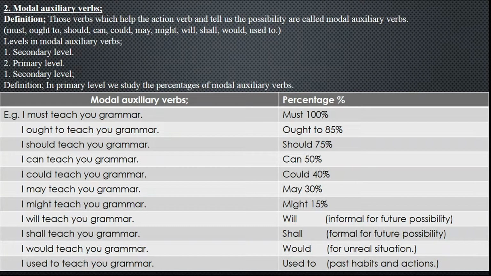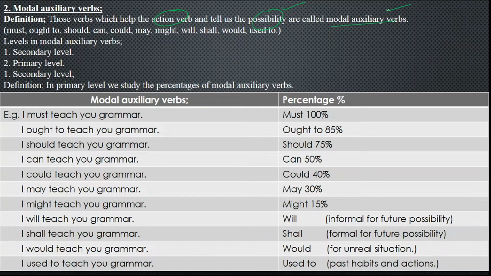Now, those verbs which help the action verb, they have got kinds. Number one, primary or helping verbs. Primary or helping verbs also help the action verb, but they tell us the tense. And now we are going to talk today about modal auxiliary verbs, those verbs which help the action verb. They also help the action verb, but they do not tell us the tense. They tell us the possibility of an action. So that's why we call them modal auxiliary verbs.